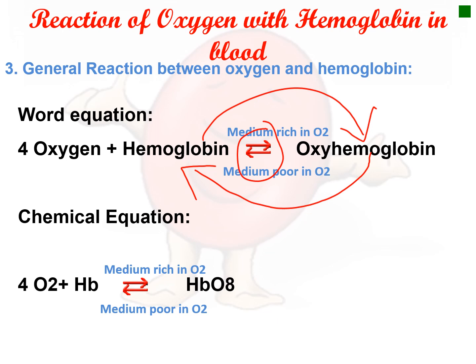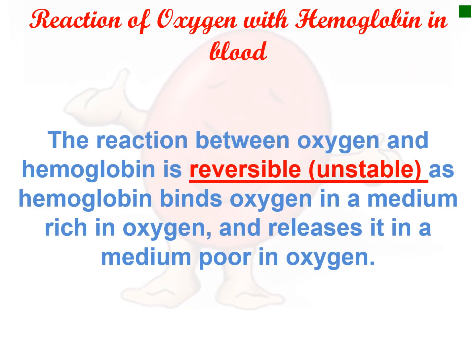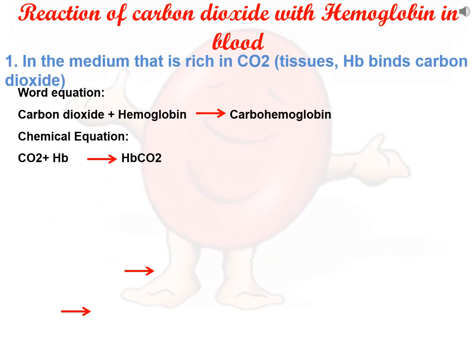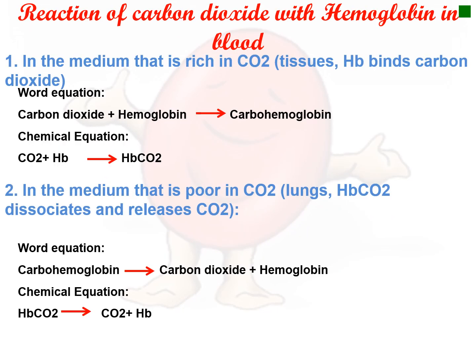A medium rich in O2 is going to give oxyhemoglobin. In a medium that's poor in oxygen, oxyhemoglobin is going to be dissociated into hemoglobin plus oxygen. This is the chemical equation also. It should be drawn like this, with a double arrow, meaning that it's reversible. It's also called an unstable reaction, because hemoglobin binds oxygen in a medium rich in oxygen and releases it in a medium that's poor in oxygen.